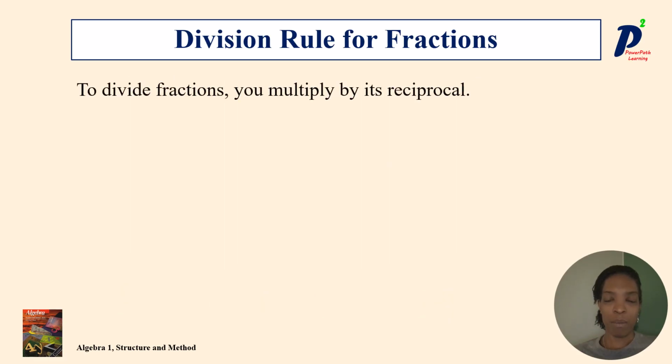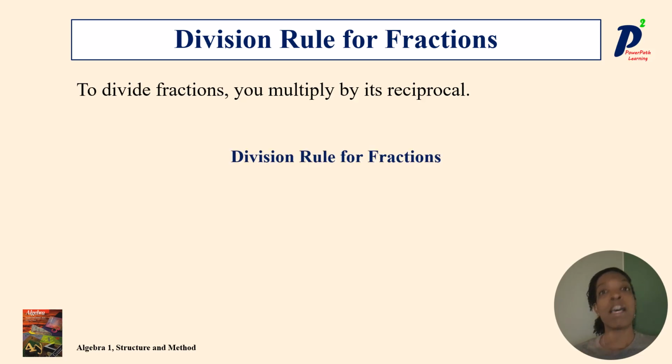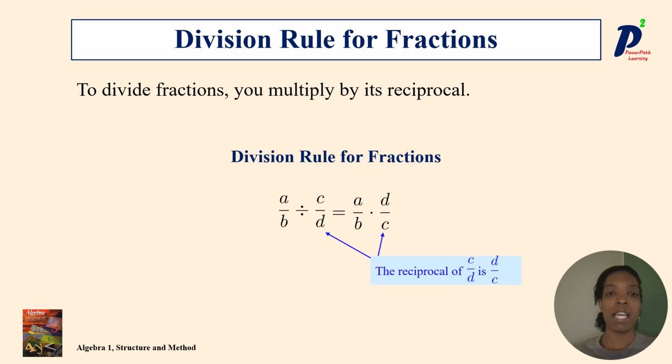To divide by a real number, you multiply by its reciprocal, the keep, change, flip rule. We can use the same method to divide algebraic fractions, and we make this official with the division rule for fractions, which basically says a over b divided by c over d is the same as a over b times d over c. And that's because c over d's reciprocal is d over c.